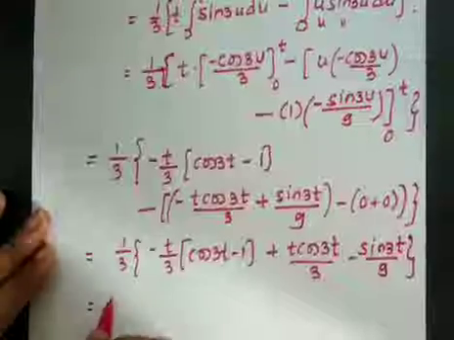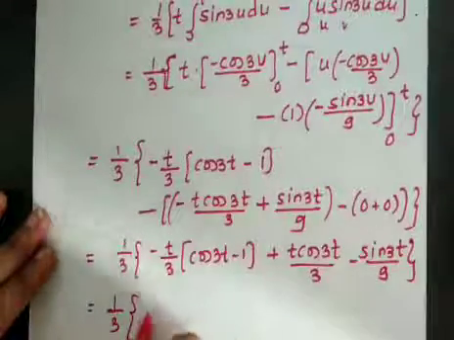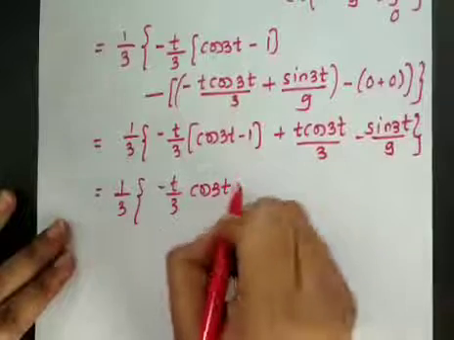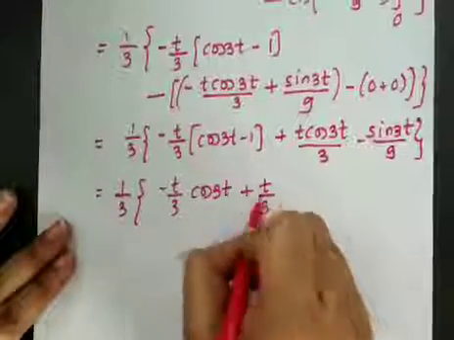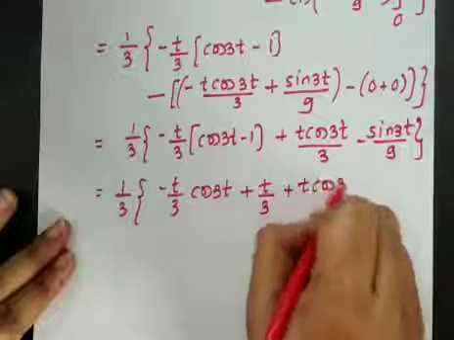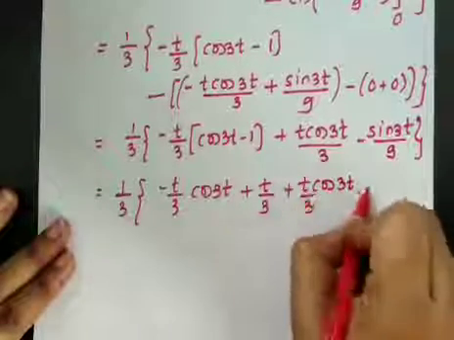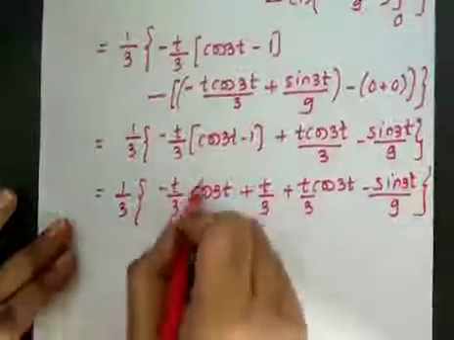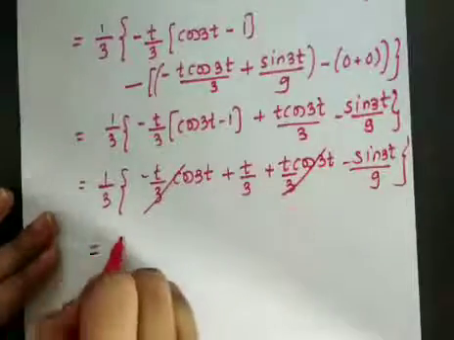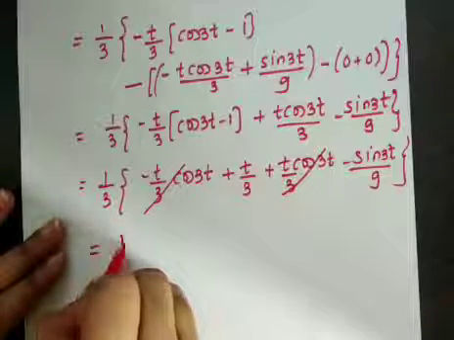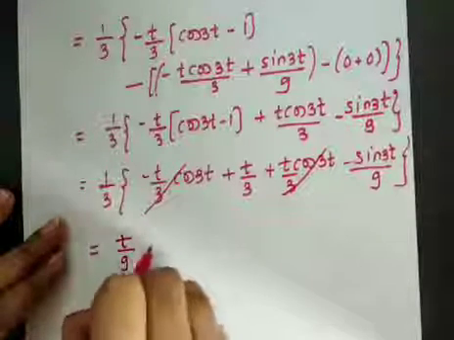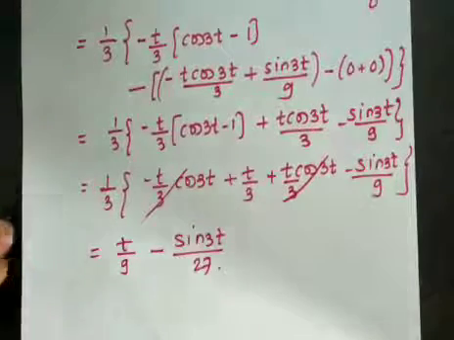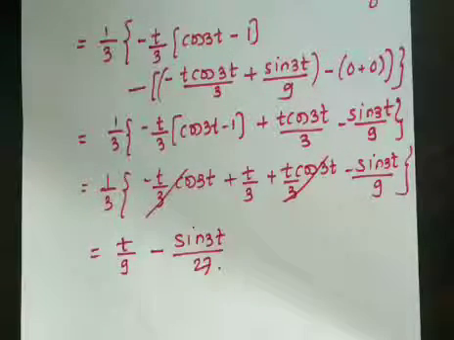That is equal to 1 by 3 minus t by 3 cos 3t minus plus t by 3 plus t cos 3t by 3 minus sin 3t by 9, and here these two terms get cancelled, so it is 1 by 3 into t by 3, that is t by 9 minus sin 3t by 27 will be the answer.